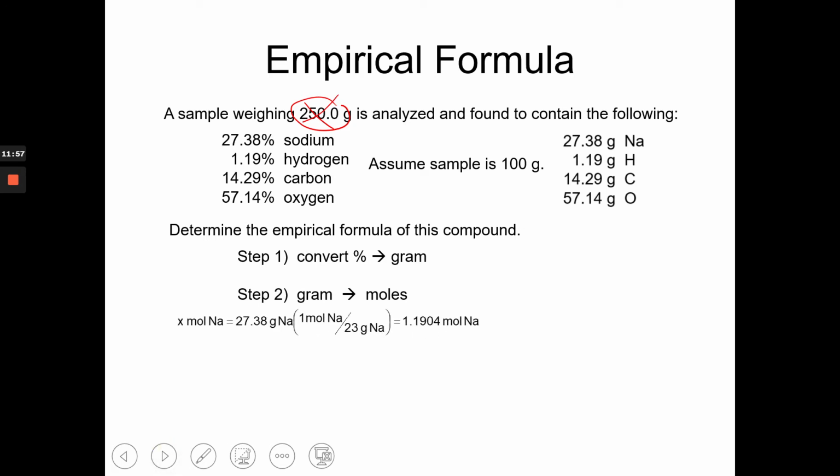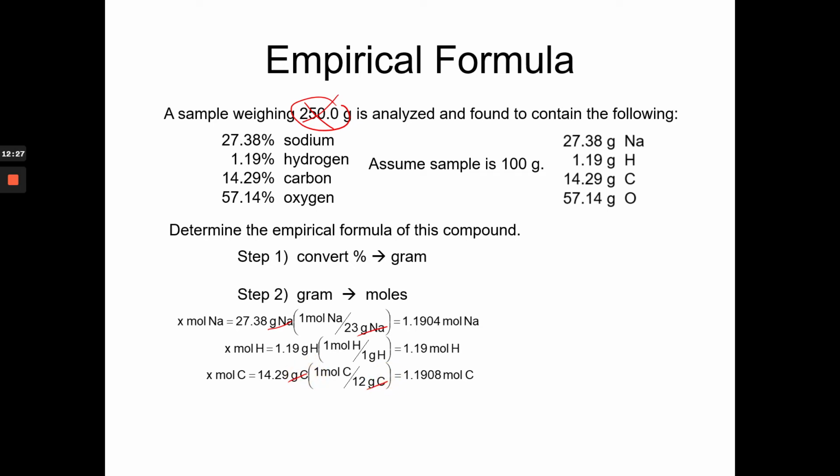So sodium is element 11 on the periodic table, and it weighs 23 grams per mole. Notice that grams of sodium cancels with grams of sodium down here, and I'm left with 1.1904 moles of sodium. Hydrogen weighs 1 gram per mole. Its atomic number is 1. So take 1.19 divided by 1, and you get 1.19 moles. Next, we're going to do carbon. Carbon is element 6. It weighs 12 grams per mole. So notice that I'm dividing by 12 grams per mole, and I get 1.908 moles.